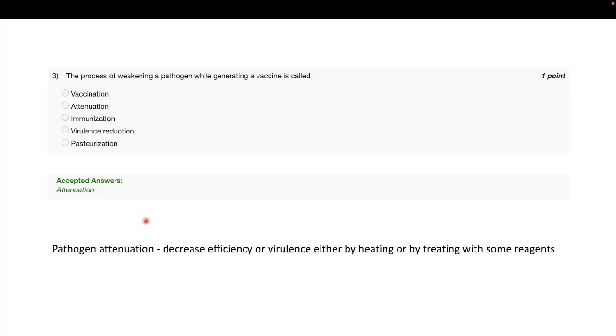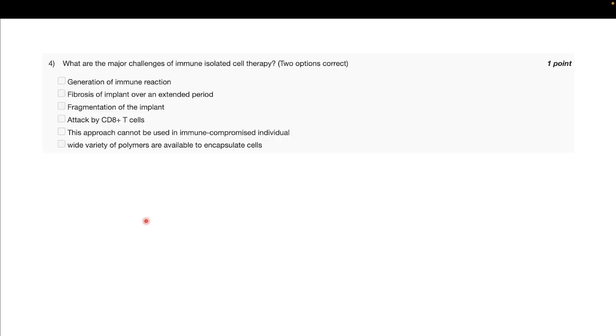It's known as attenuation. The process of attenuation is to basically decrease the efficiency or virulence, make the pathogen weak by either heating it or treating it with some reagents. So this is used in your live attenuated vaccines. Okay, let's look at the next question then. Next is, what are the major challenges of immune isolated cell therapy? We have to choose two correct options.